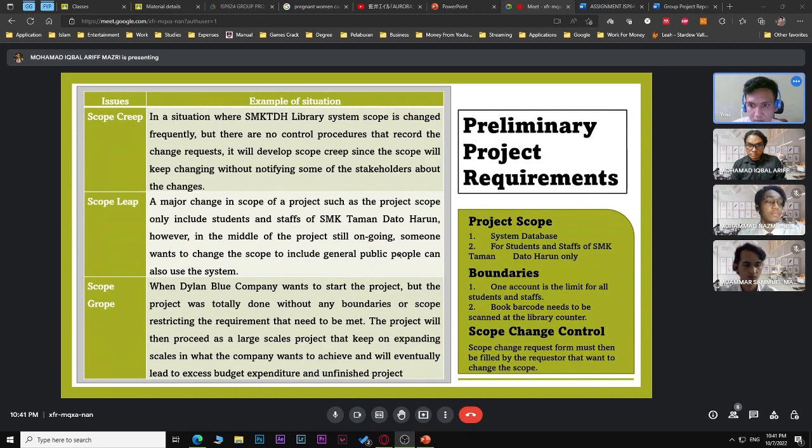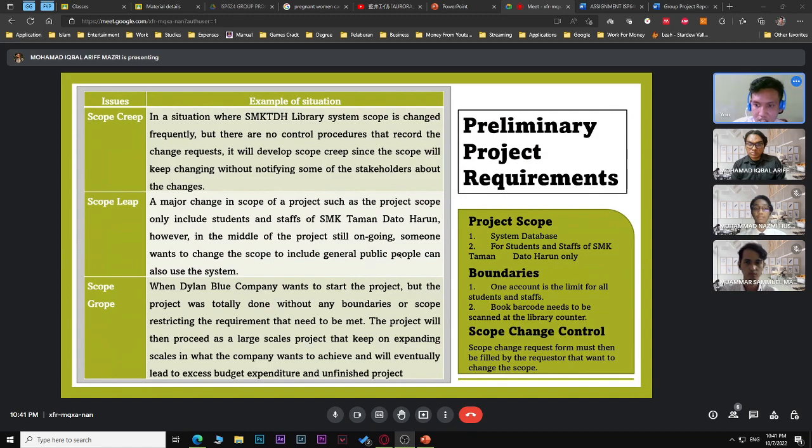Secondly, about scope leap. It is a major change in the scope of a project. For example, the project scope only includes students and staff of Taman Datuk Harun. However, while the project is still ongoing, someone wants to change the scope to include the general public, so that they can also use the system.